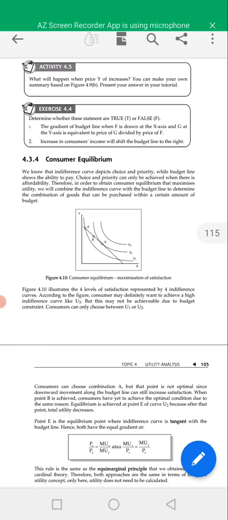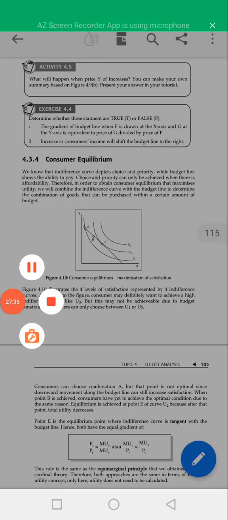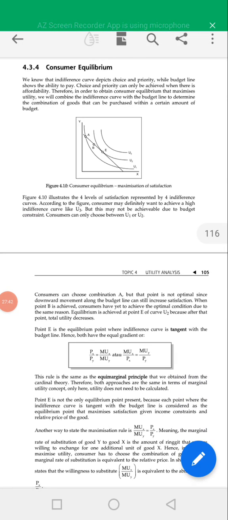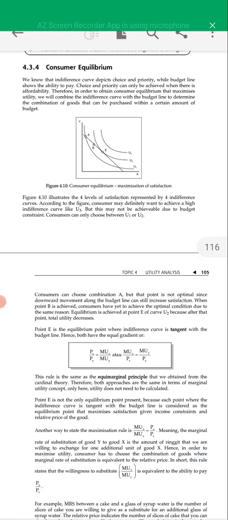Okay. And the last thing we're going to look at is what is known as consumer equilibrium. And please, there's nothing hard about consumer equilibrium. Maybe let me end this video and then record another short video on consumer equilibrium. Then we can call it a day. But for now, I believe that was enough.